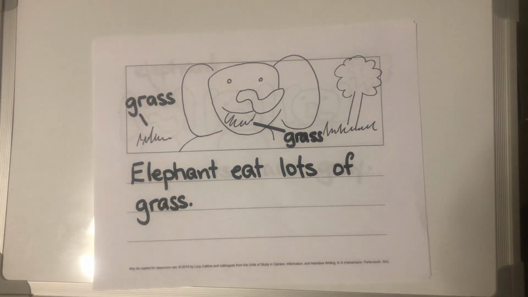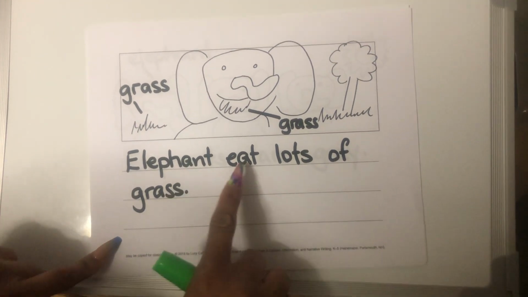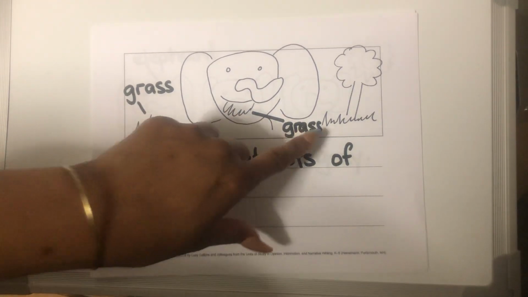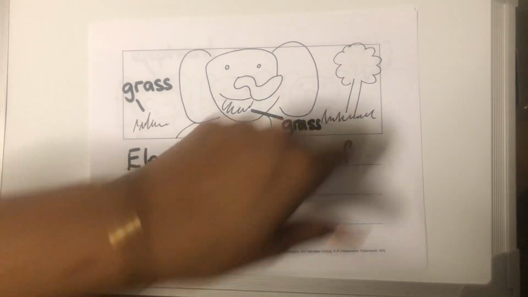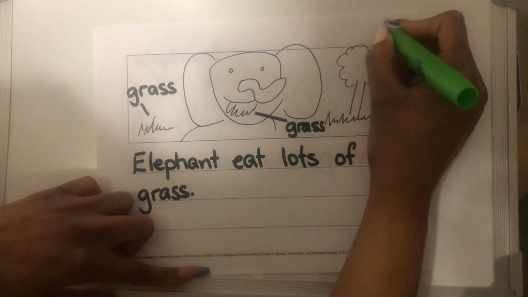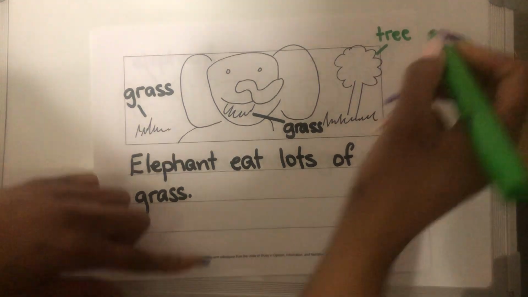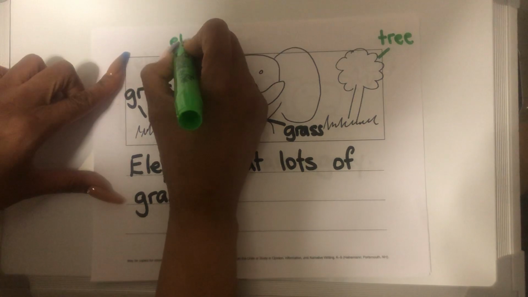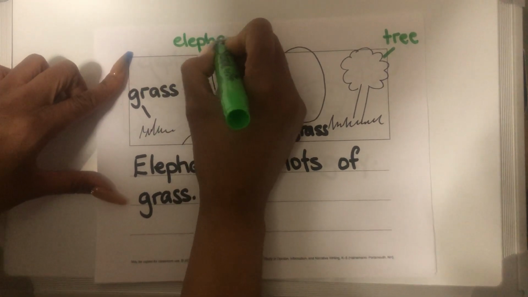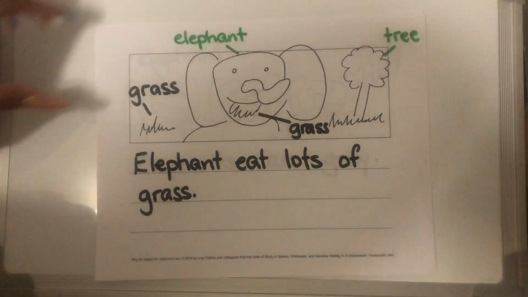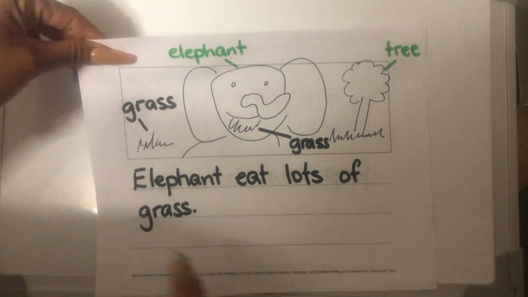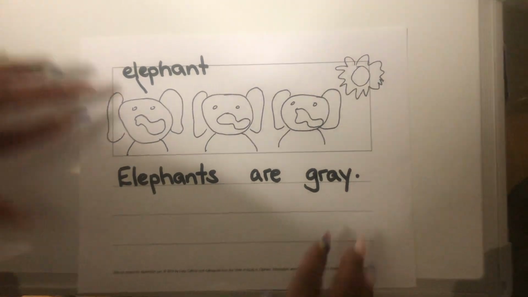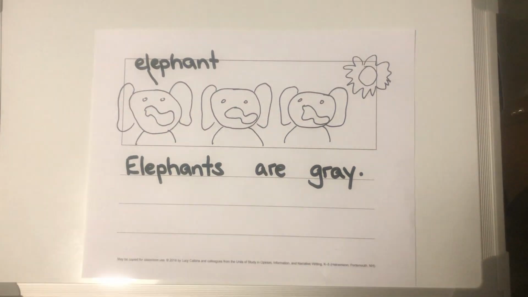On the third page, we said that elephants eat lots of grass. And we labeled our grass. Oh, we can label our tree right here. And we need to label our elephant. So in the revision process, we are adding more to our picture, our words, and our sentences.